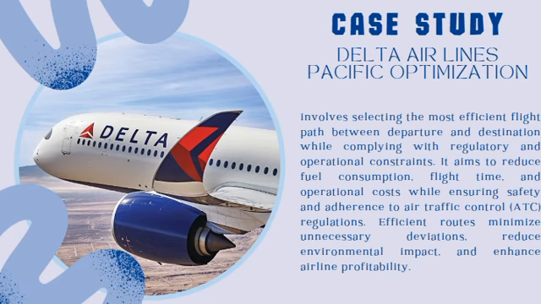Instead of rigid adherence to fixed airways, Delta implemented user-preferred routes, taking advantage of performance-based navigation capabilities for greater flexibility over the oceanic airspace. Coordination with ATC centers in oceanic airspace ensured compliance while allowing for more efficient routing when possible.